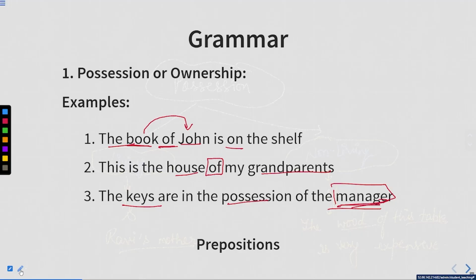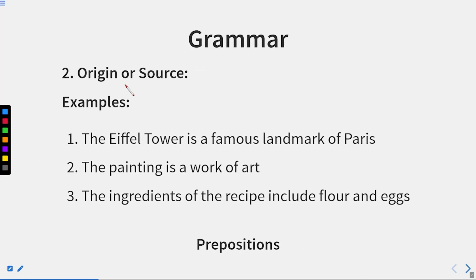Now let us move to the next one. To show origin or source. Now, from where the thing originates, or what is the source of that particular thing, what is the initial or the ingredient of that particular thing, can be shown with the help of preposition of.